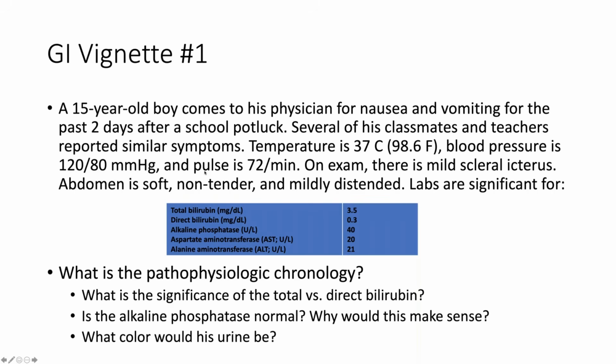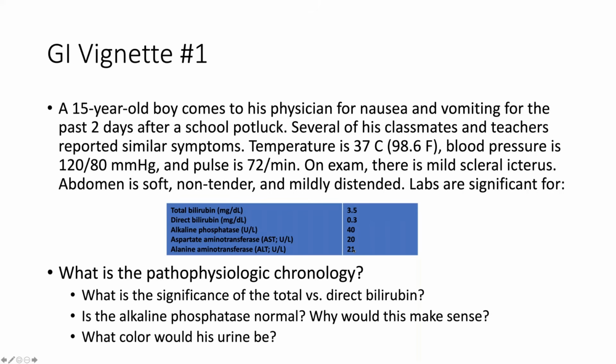So a 15-year-old boy comes to his physician for nausea and vomiting for the past 2 days after a school potluck. Several of his classmates and teachers reported similar symptoms. Temperature is 37. Blood pressure is 120/80, and pulse is 72. On exam, there is mild scleral icterus. Abdomen is soft, non-tender, and mildly distended. Labs are significant for T-bili 3.5, direct bili 0.3, alkaline phosphatase 40, AST 20, ALT 21.